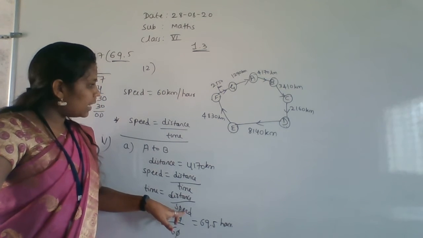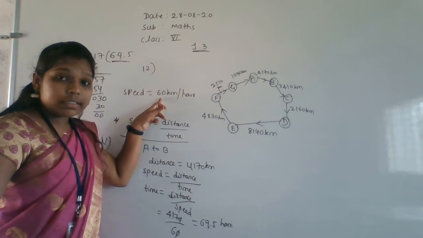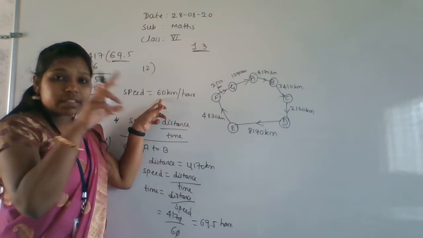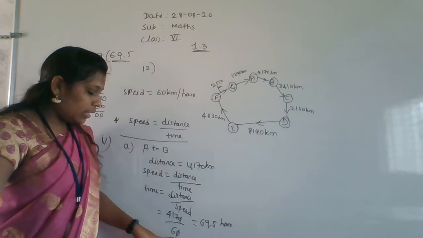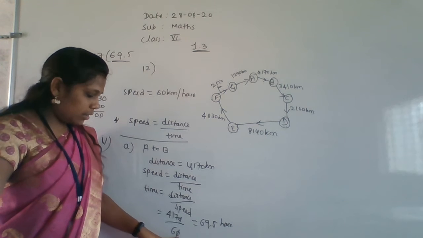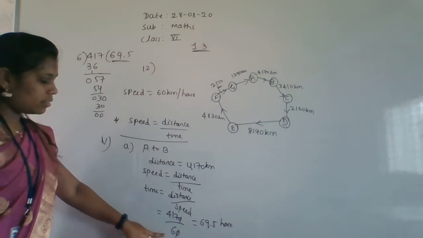And what is the speed here? The speed is given in the question only. Okay, so that is 60 kilometers per hour, they given in the first line. So you use that one here, 60 divided by 60. The 0 gets cancelled. Now divide 417 by 6.